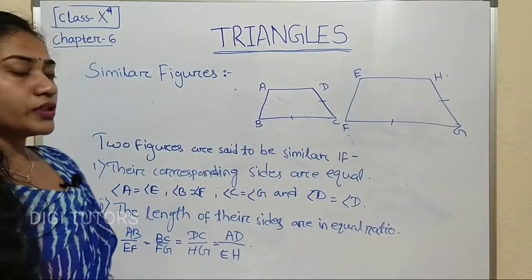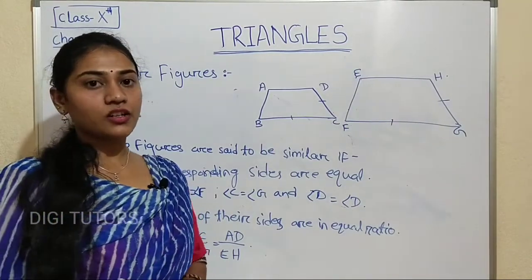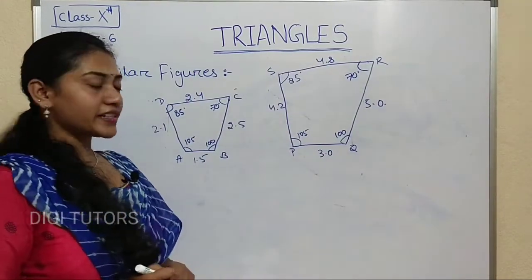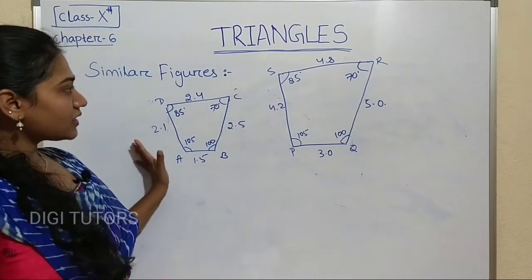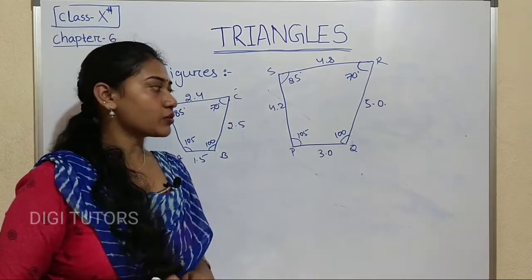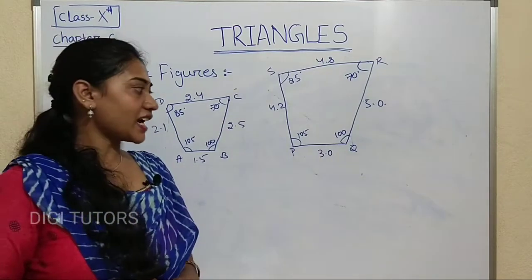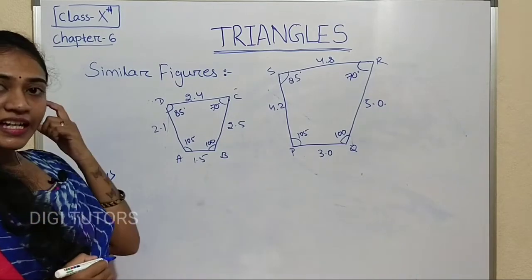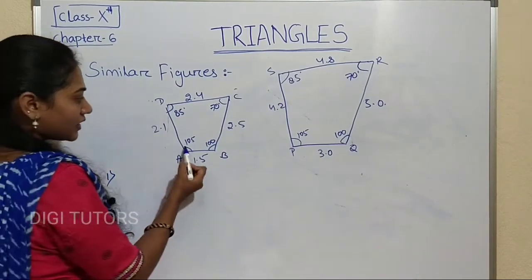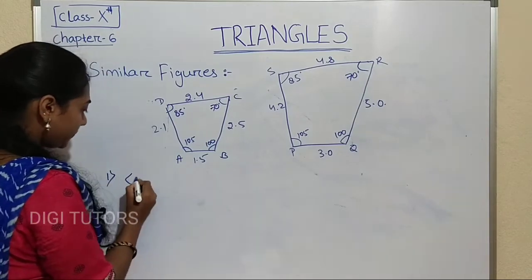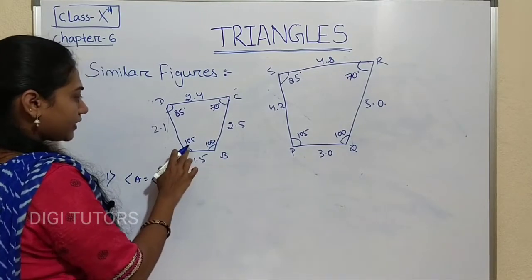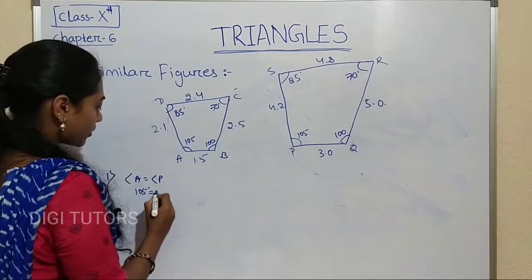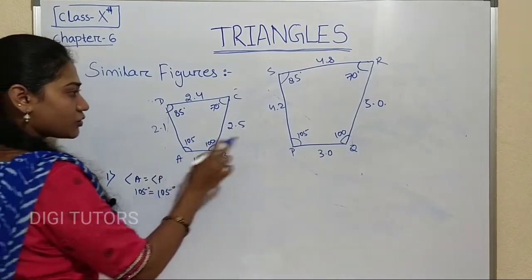Let's take an example to check whether two figures are similar or not. Look at these two quadrilaterals. Can we say that these two quadrilaterals are similar? We can see the shapes of these two quadrilaterals are equal, but we have to check the criteria. The first criterion is that corresponding angles are equal. So check: angle A is equal to angle P. Here angle A is 105 degrees and angle P is also 105 degrees. So these two angles are equal.